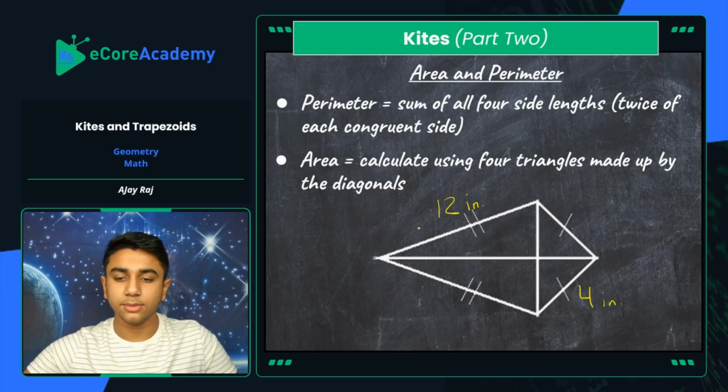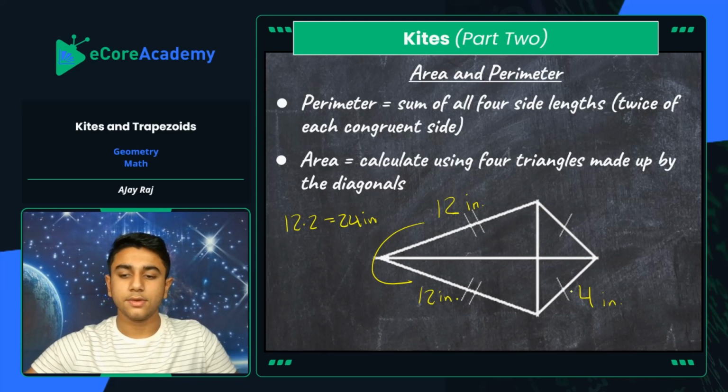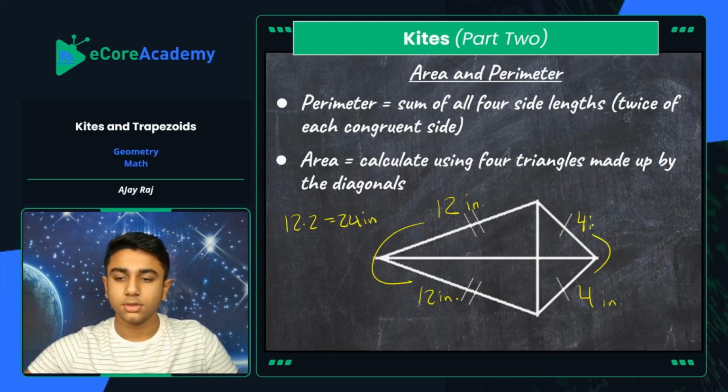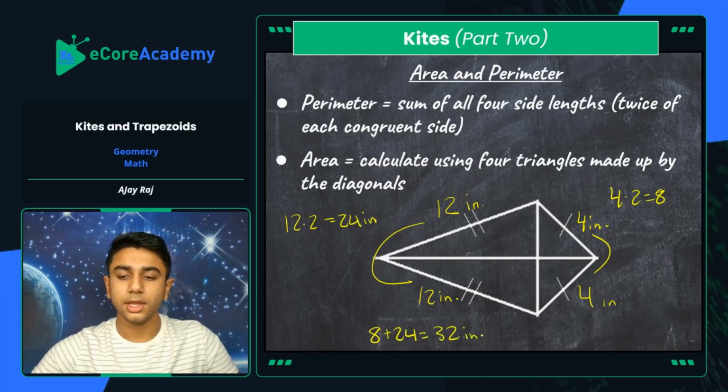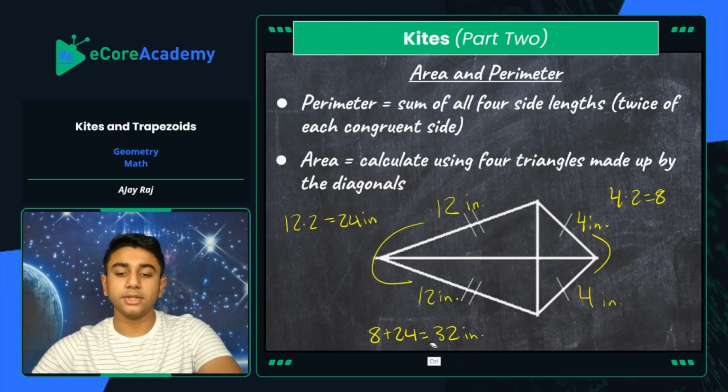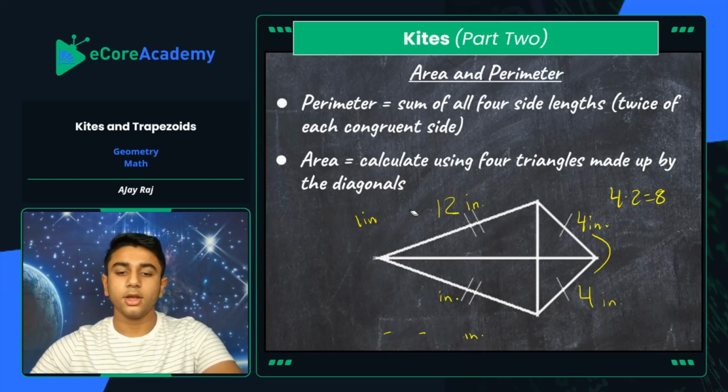Well, we know one side. We know this long side. That's also going to account for this side here. So it's also going to be 12 inches. So it's going to be 12 times 2 equals 24 inches. And then, of course, we have our 4 inches here. We also know that this guy is going to be 4 inches. So we're going to do 4 times 2. We're going to get 8, and we're going to add these together. So 8 plus 24 equals 32 inches. All right, so that's our basic perimeter calculation here.